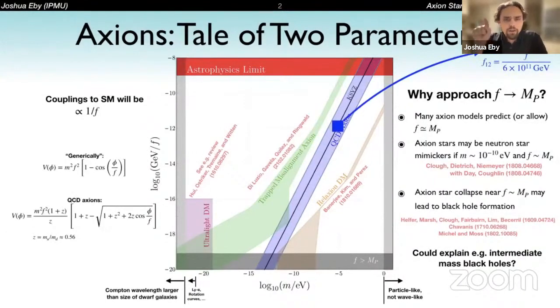I'll also mark out a particular spot on the QCD axion line just to take some parameters later so we can make some numerical estimates. So 10 to the minus 5 eV and about 10 to the 12 GeV.